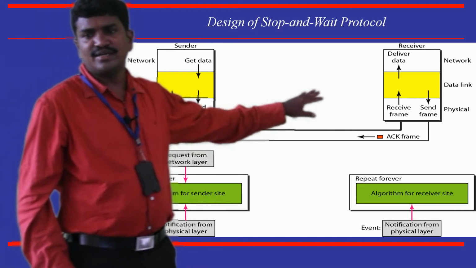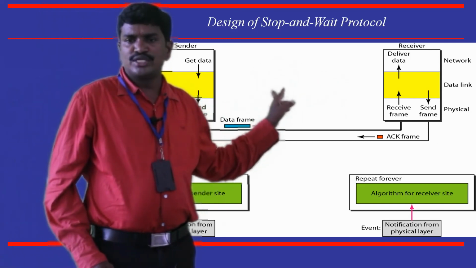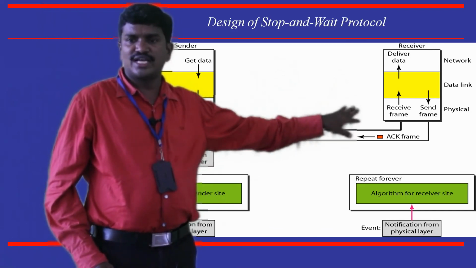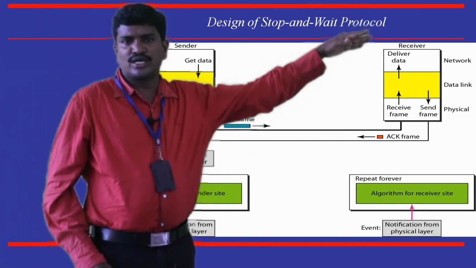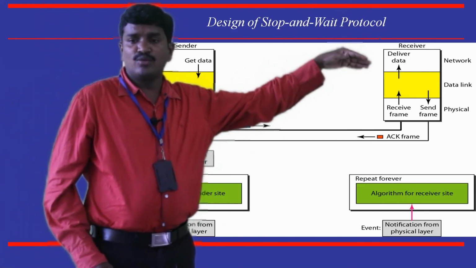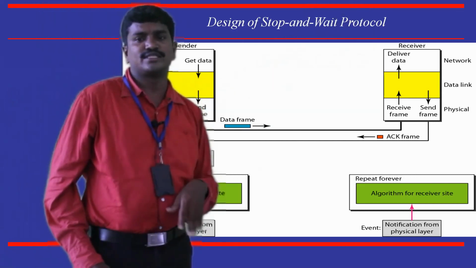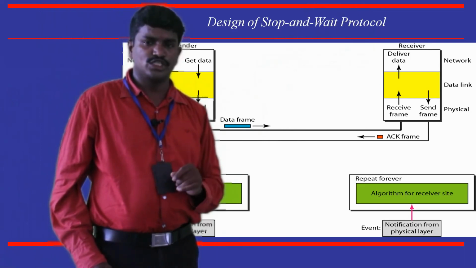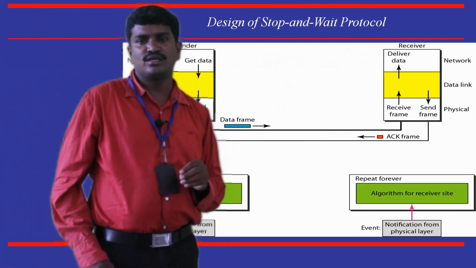At the receiver side, the job of the receiver is to receive packets from the physical layer. When there is an event from the physical layer saying that I received a frame, it processes it and sends it to the network layer. And then immediately it sends a reply back to the sender side system. That reply we call an acknowledgement. So this is the general methodology to implement the stop and wait protocol.